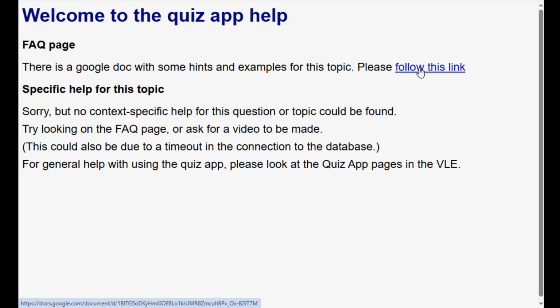You have edit rights to that document, so if there's a problem that you can't see how to do, then feel free to take a screenshot, paste it into that document, send me an email, and I will go back and add in the solution or some hints.